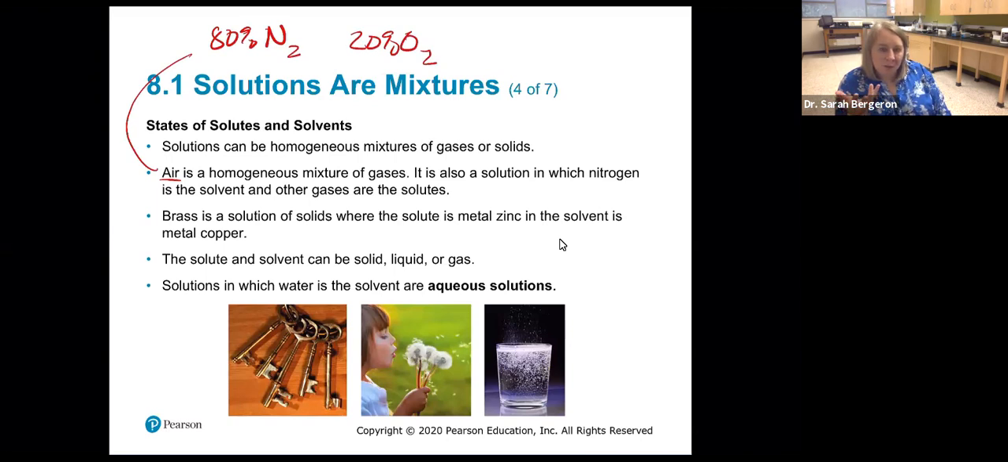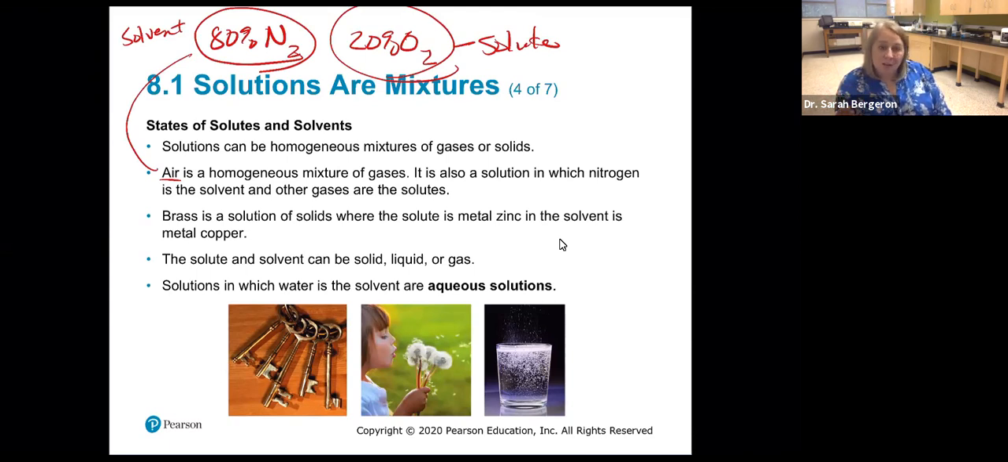And so if you were actually to look at this as a solution, and I would say, what is the solvent? You would tell me that my N2 is solvent and my O2 is solute, right? And so this is very common. We actually see this very often where we have mixtures of gases.